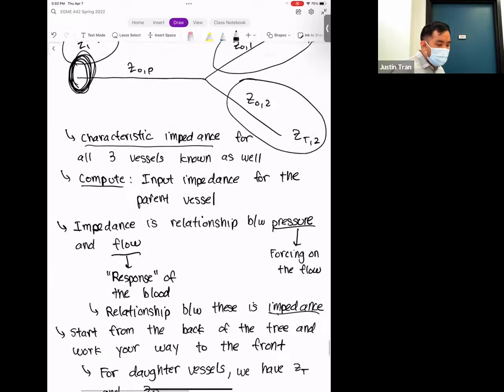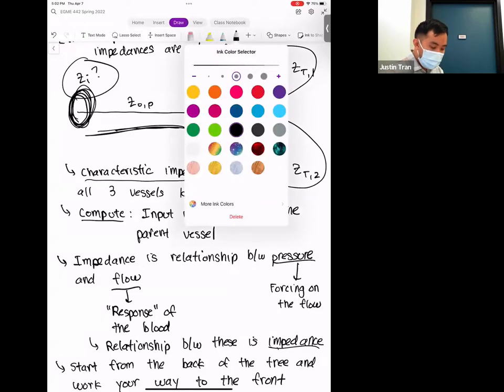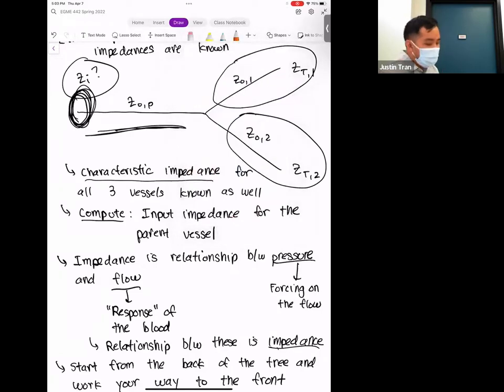So why didn't we just apply that same technique to just the parent vessel and be done with it? The problem is that because the daughter vessels were in the way, we didn't know what the terminal impedance was of the parent vessel. Until we can compute the terminal impedance of the parent vessel, we can't apply that same method to compute its input impedance. So our next objective is to compute the terminal impedance of the parent vessel based on the input impedances of the daughters.